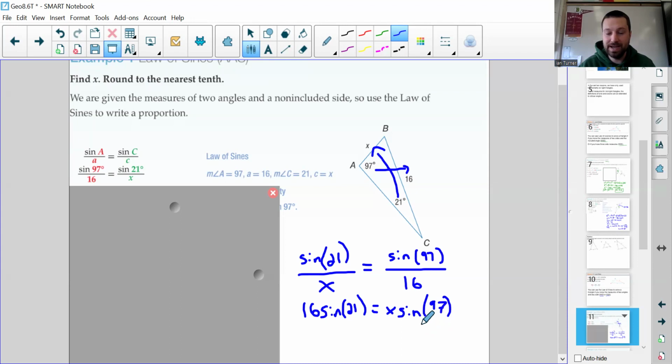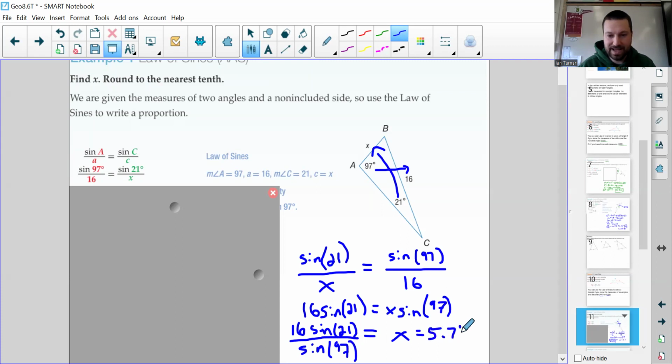We divide both sides by the sine of 97, and we get x is equal to 16 times the sine of 21 over the sine of 97. That's it. You're going to put that in your calculator. See what you get. Let's see. 16 times sine of 21 divided by sine of 97. I got 5.78.